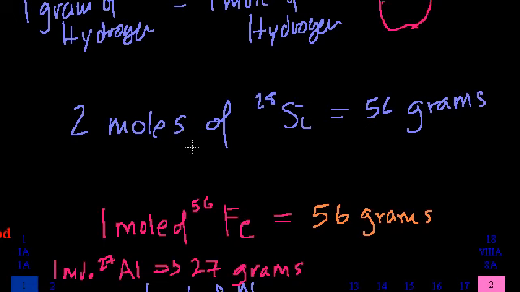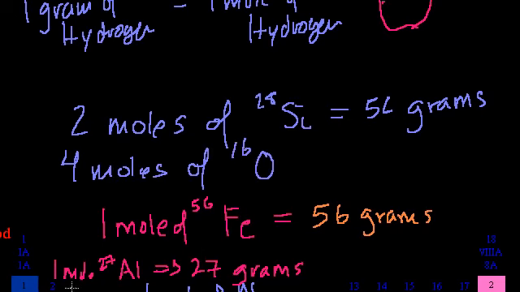If I were to say, let's say I had 4 moles of oxygen, which has a mass number of 16. What is the mass of that? This is a huge number of oxygen atoms. Well, it would be 4 times 16 grams, since 1 mole of oxygen has a mass of 16 grams. So 4 moles has 64 grams.